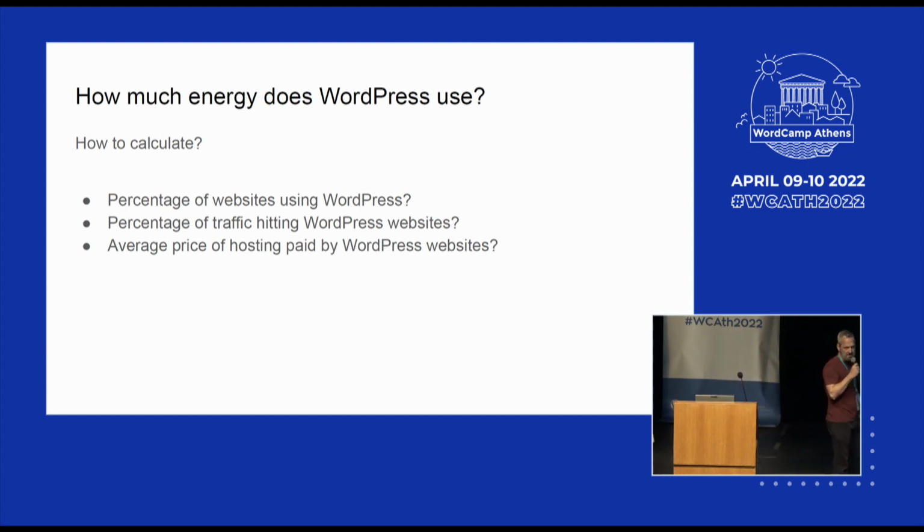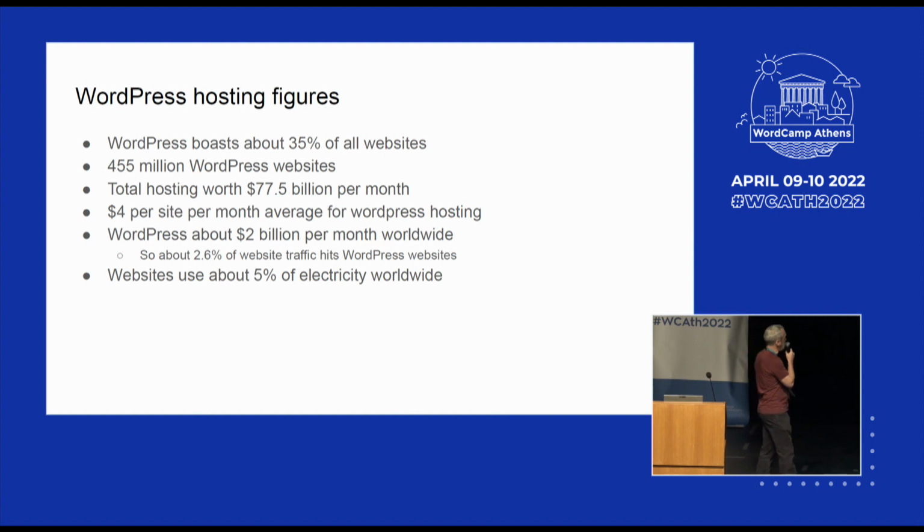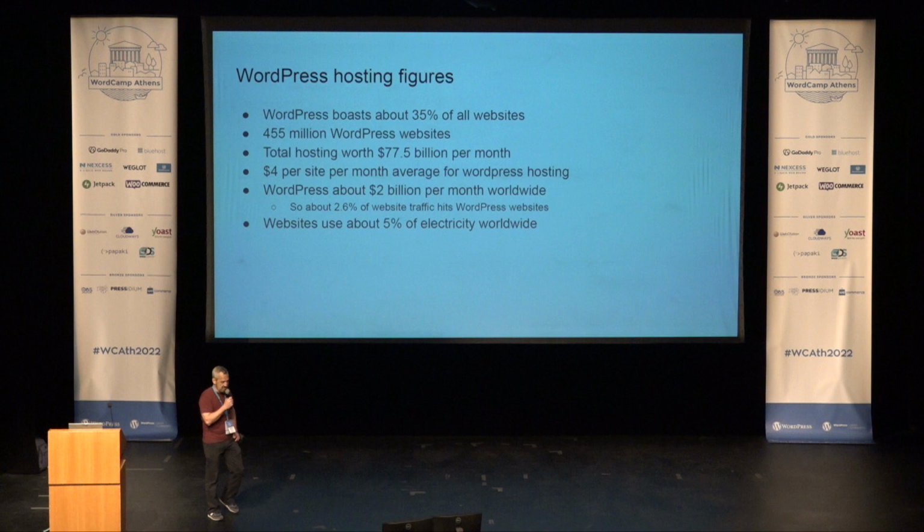A lot of WordPress websites are quite small. So I tried to find out what the percentage of traffic hitting WordPress websites is, and finding out the average price of hosting helped with this. Okay, so there's some interesting figures here. WordPress is about 35% of websites, 455 million websites. That's quite a lot.